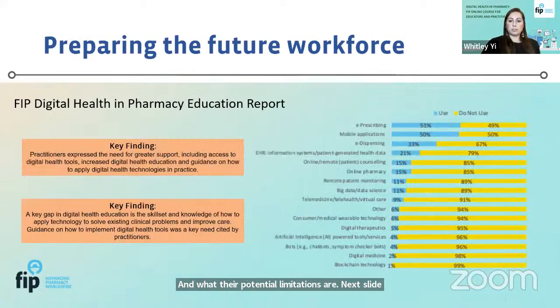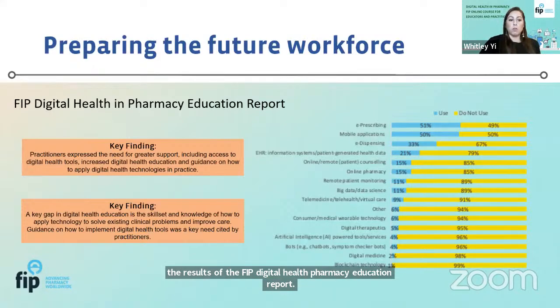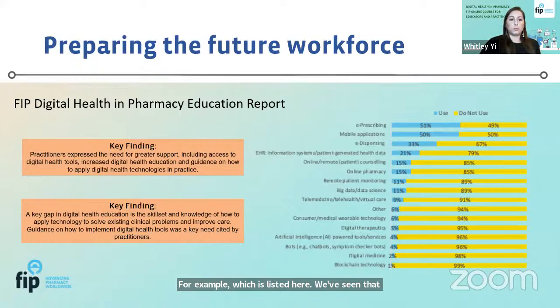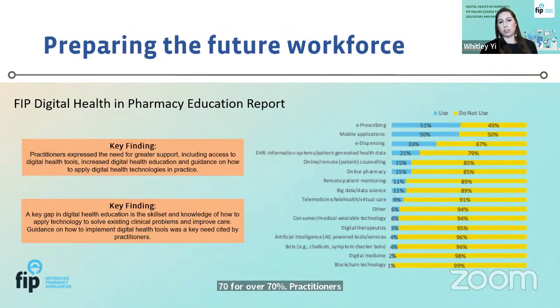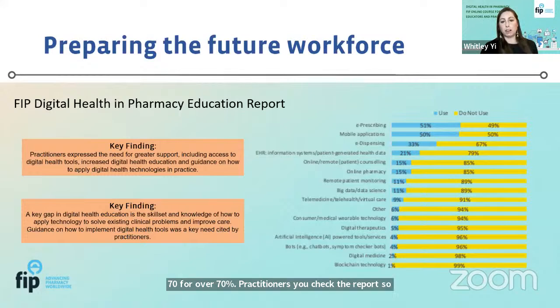And so with this, we have to build a workforce that understands how to apply data and is technologically literate. If we look at some of the results of the FIP Digital Health Pharmacy Education Report, for example, which is listed here, we've seen that over 70% of practitioners who took the report said that they use some type of healthcare technology in their everyday practice.